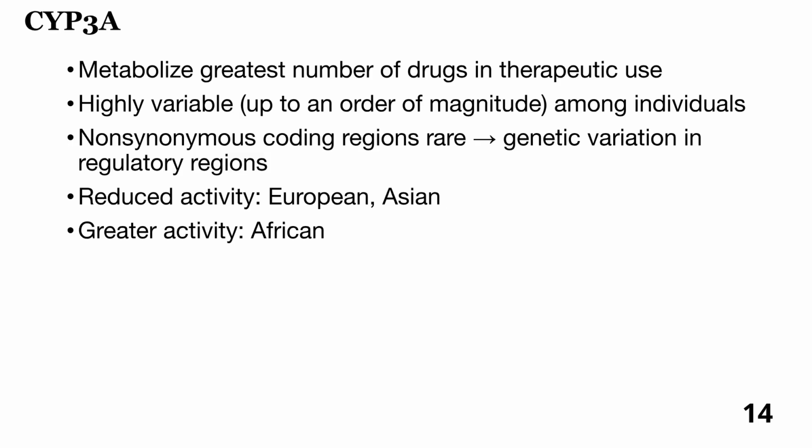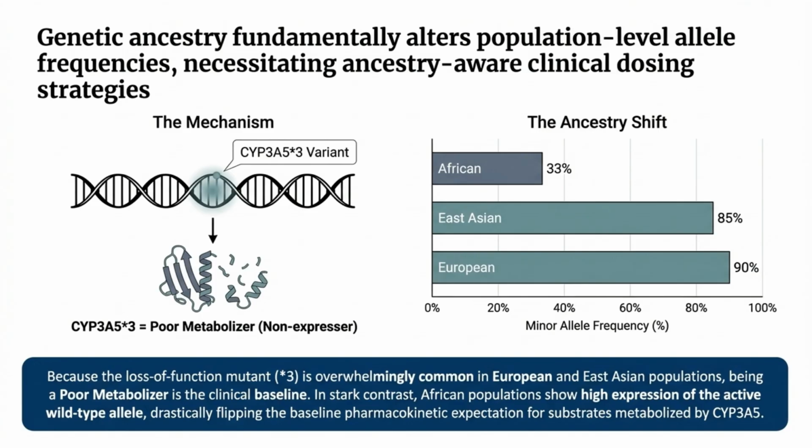CYP3A metabolizes the greatest number of drugs. It is highly variable among individuals, with reduced activity observed in European and Asian populations, and greater activity in African populations. Genetic ancestry fundamentally alters population-level allele frequencies, necessitating ancestry-aware clinical dosing strategies.